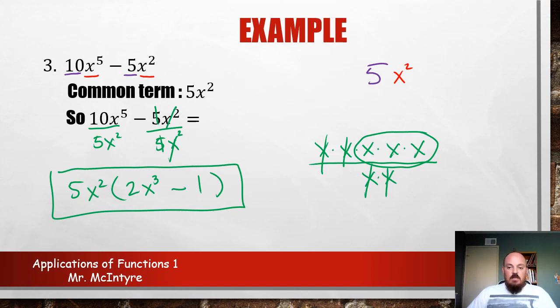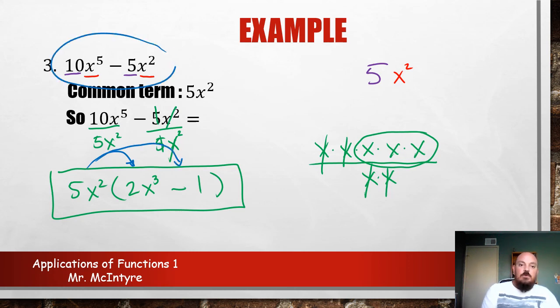And remember, if you ever wonder if you got the answer right, just ask yourself, what would happen if I did the distributive property? If I took this 5x squared and distributed it, would I end up with my original problem here? And the answer is yes, you would, because we've done the question right, and that's what we're doing. We're doing distributive property backwards.